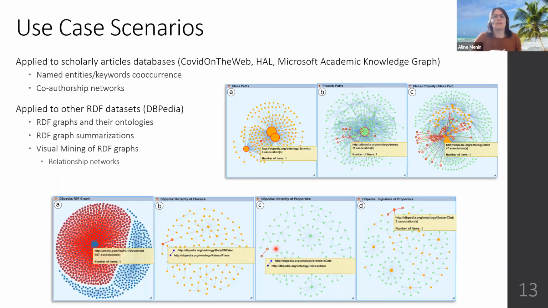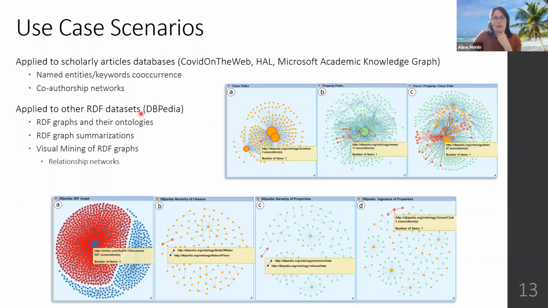So we applied this visualization, we applied LDVs, to already at least 4 SPARQL endpoints. So mostly scholarly article databases. The first one is COVID on the Web, and then HAL and the Microsoft Academic Knowledge Graph, where we are exploring named entities or keyword co-occurrence, and also co-authorship networks.